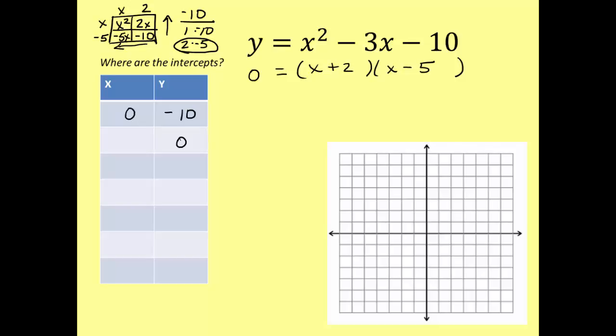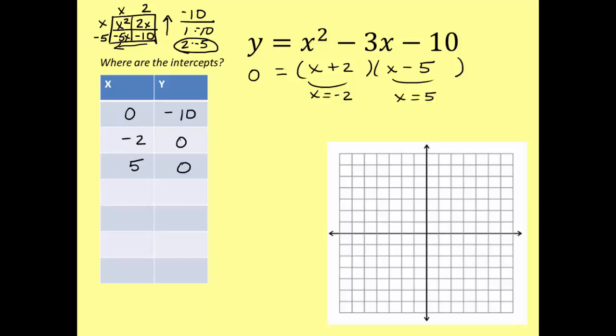Using our zero product property, we set each of those equal to 0. If x plus 2 is 0, then x must be equal to negative 2. So that is one of the x-intercepts. And if x minus 5 equals 0, then x must be equal to 5. So that's the other x-intercept. Let's see if we can graph those.